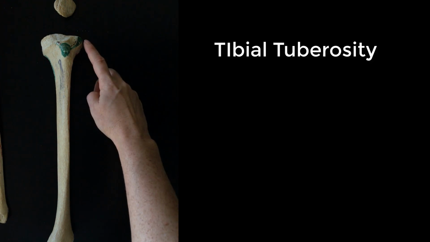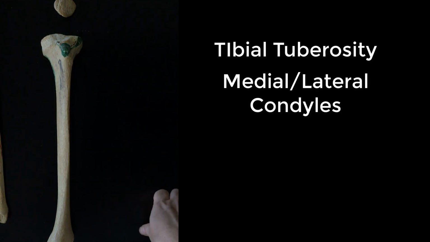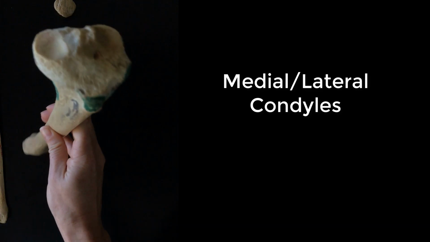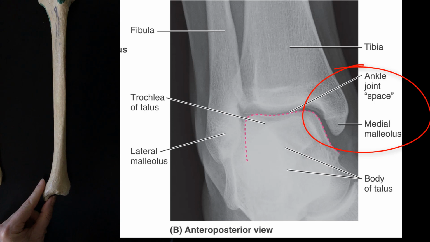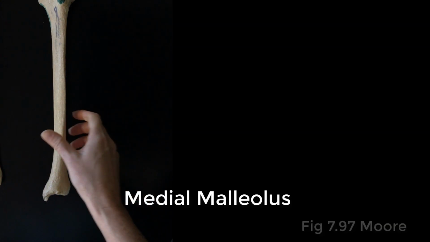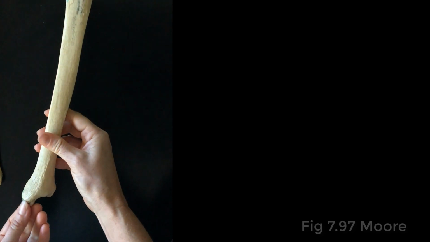So you'll need to know the tibial tuberosity, the medial and lateral condyles, the plateaus, which are these articular surfaces, these two little intercondylar tubercles for your cruciate ligaments, and most importantly, the medial malleolus, because it's a site of fractures and it's very common, and it's also the point where the deltoid ligament has its origin.